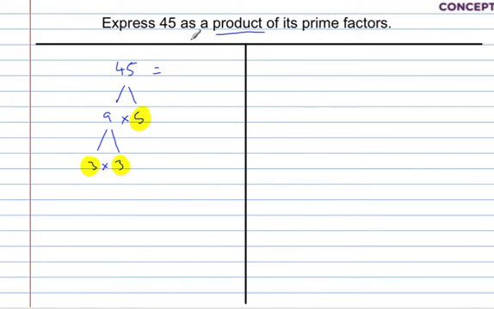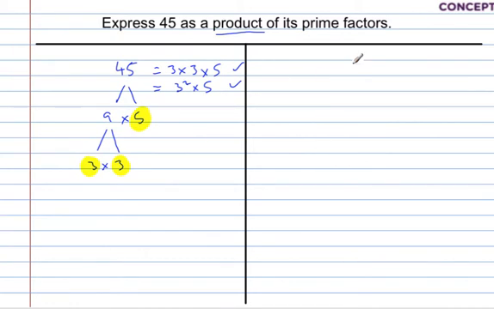45, I'm going to write it now as a product, meaning using multiply signs. 3 times 3 times 5. If I wanted to shorten that, I could say 3 squared times 5. And that would be okay as well. Either of those two answers are correct.